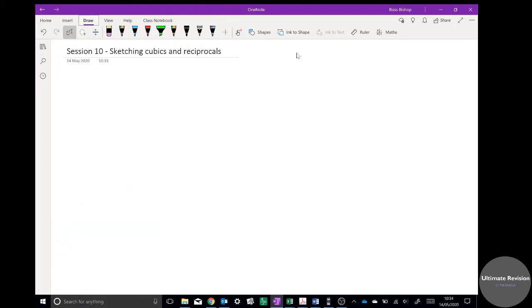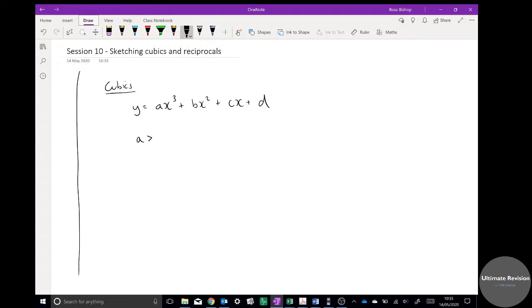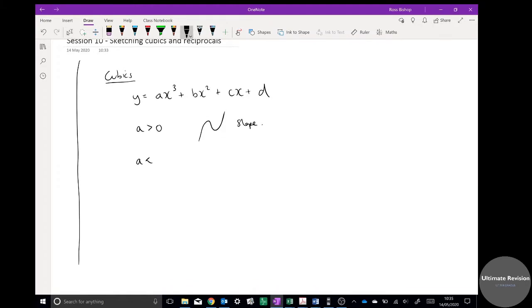Okay, so sketching cubics and reciprocals. I'm going to start with cubics. Now a cubic's in this form, so y equals ax cubed plus something x squared plus something x plus something else. Okay, you've just got an x to the power of 3 term. Now if a is positive, the graph will form a shape like this. So you need to recognise that. If a is negative, it will form a shape in that direction. So that's a key fact to know for cubics.